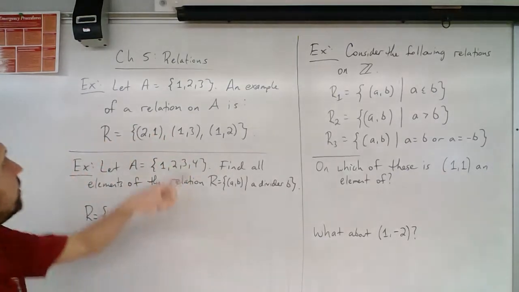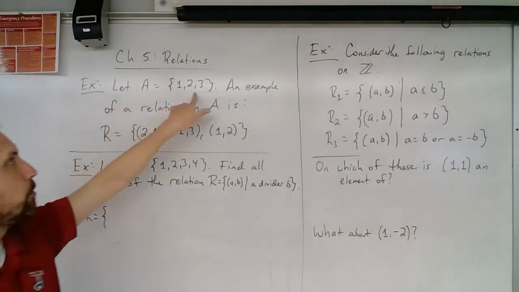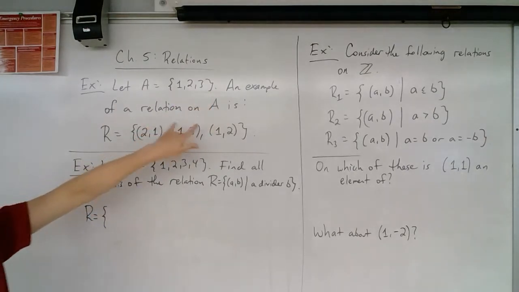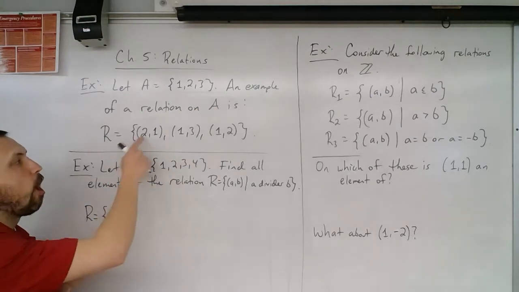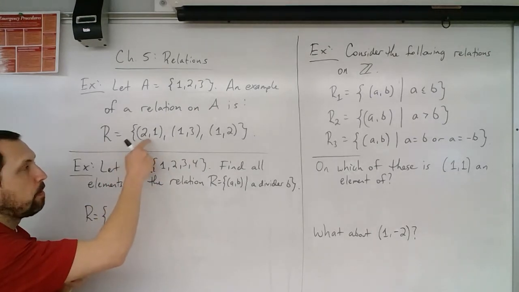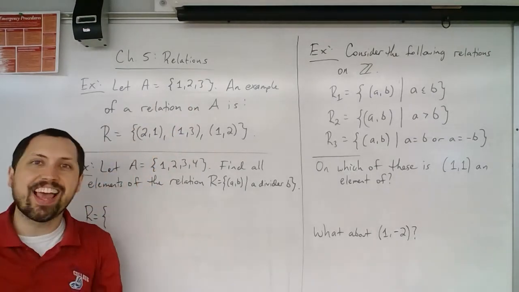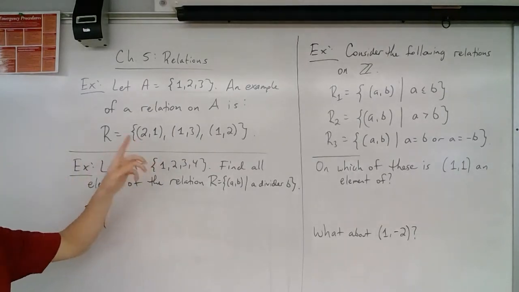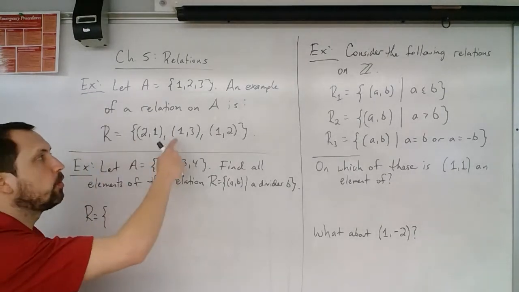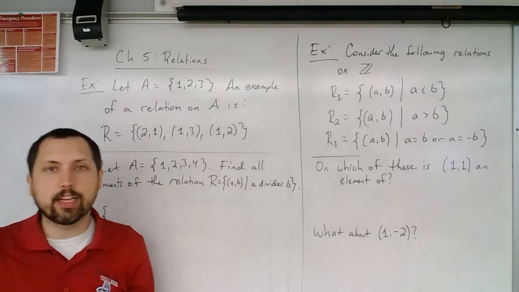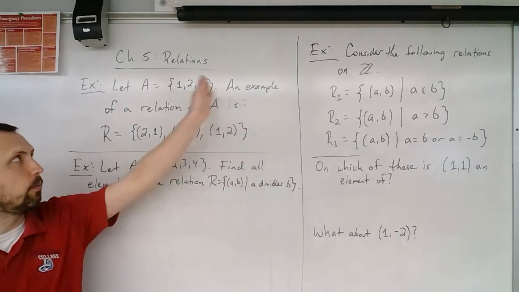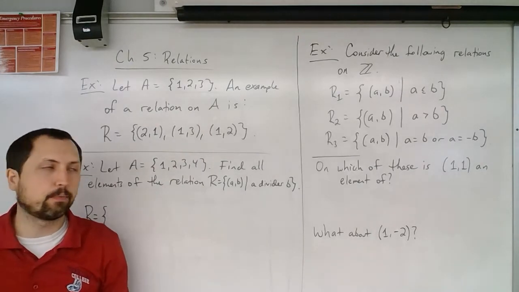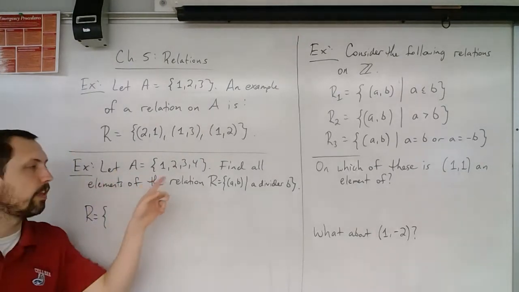So in this case, we're going to let A be equal to the set {1, 2, 3}. An example of a relation on A would be something like this, where both entries in our ordered pair are coming from the set A. So we say 2 is related to 1, 1 is related to 3, and 1 is related to 2. So that's how we could define a relation and what that looks like when you just have a single set that you're working with.